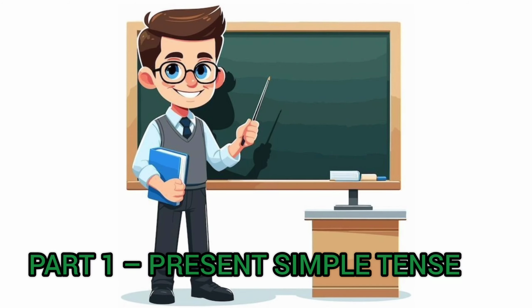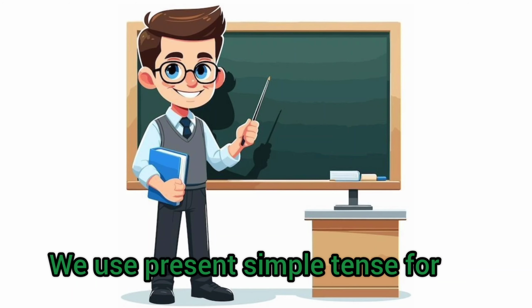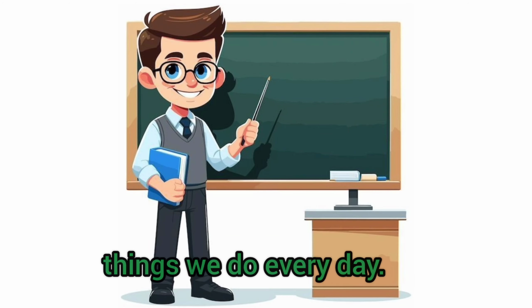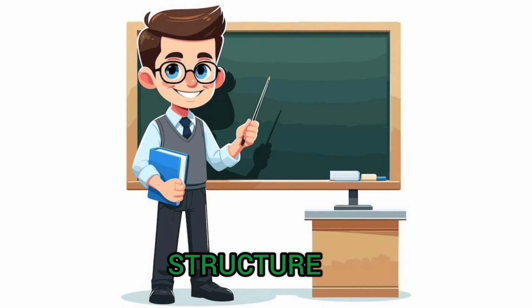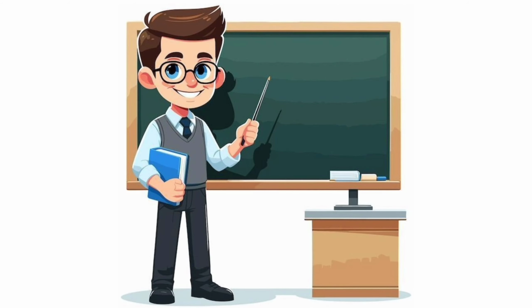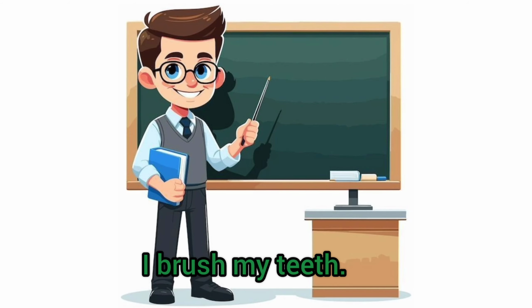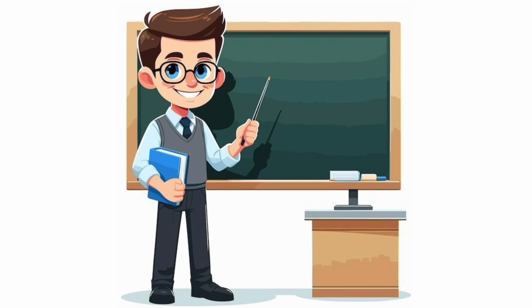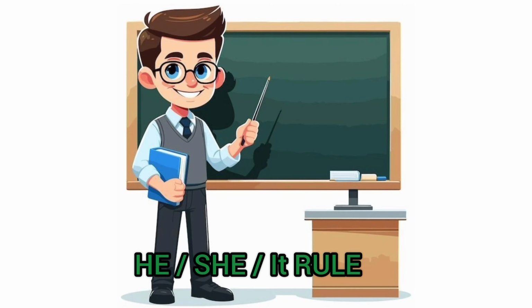Part 1. Present simple tense. We use present simple tense for things we do every day. Structure: subject plus verb. Examples: I wake up early. I brush my teeth. I drink tea. I go to school.